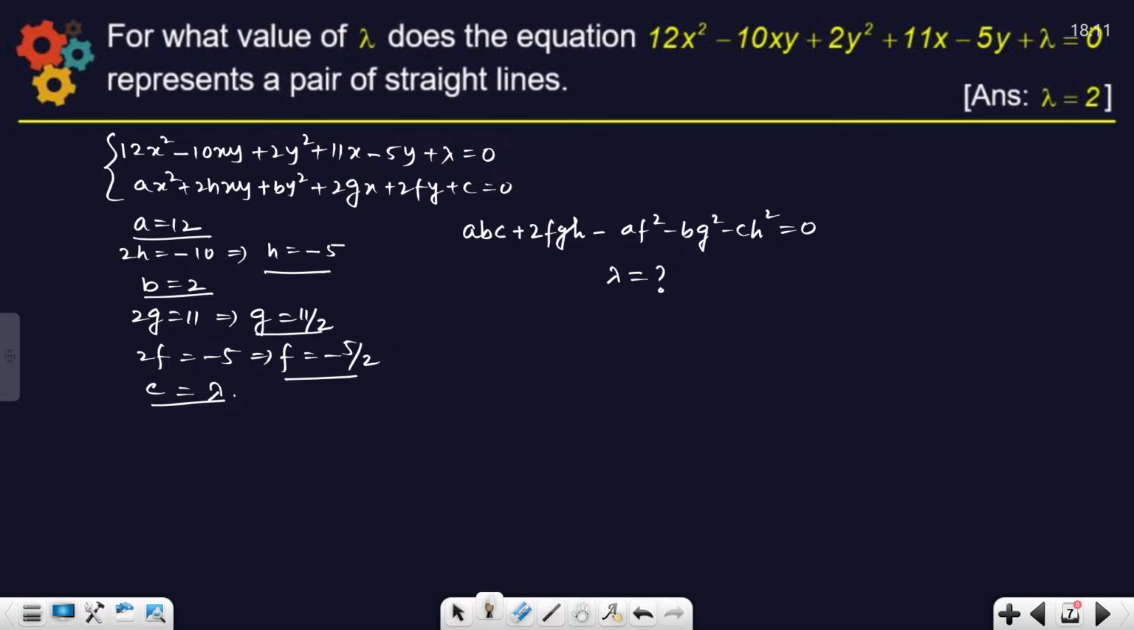Is it clear? So the major task is to find out what are the constants. What are the constants? A, B, C, G, H, and F, right? Find it out, put it in the given condition, and find out the value of the unknown given in the question.